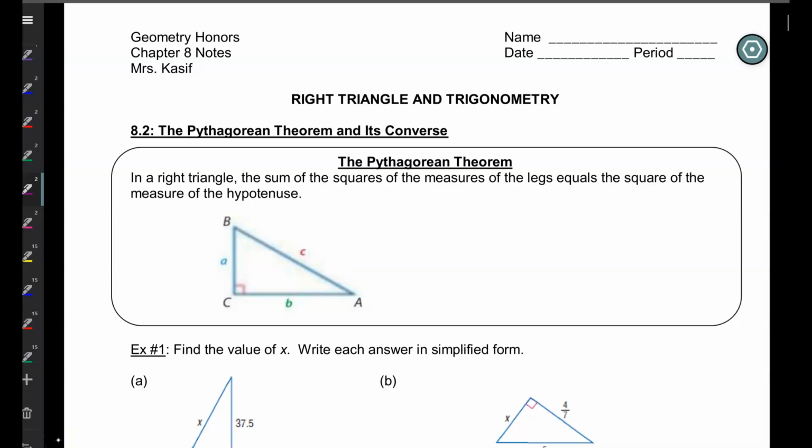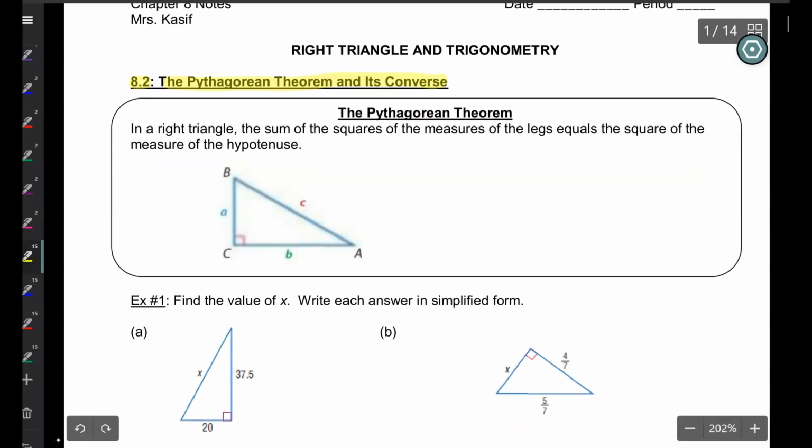Okay, so we are going to start chapter 8 with something you should have learned somewhere in middle school called the Pythagorean theorem. We're actually going to start off with 8.2. We're not going to be doing the first lesson, okay? And what we want to do is the Pythagorean theorem and its converse.